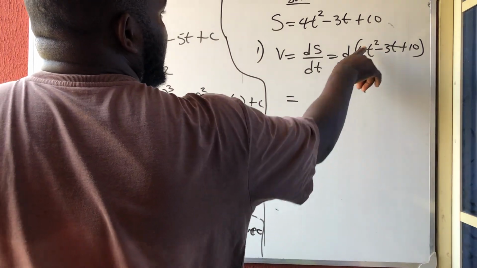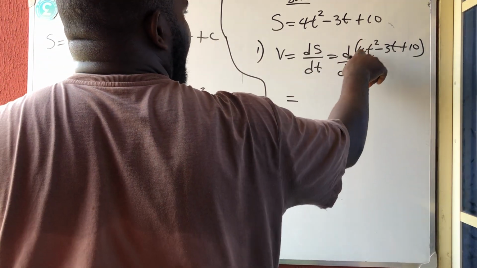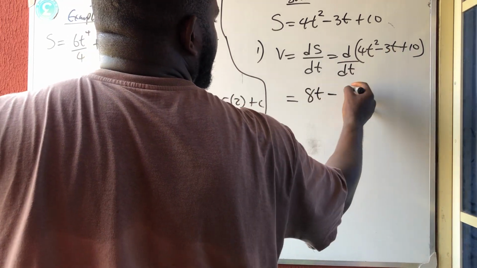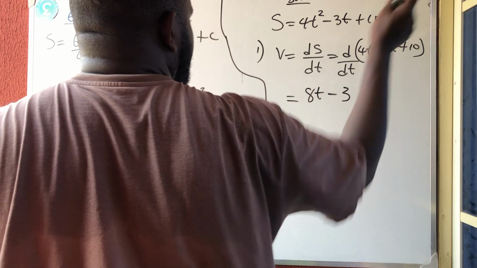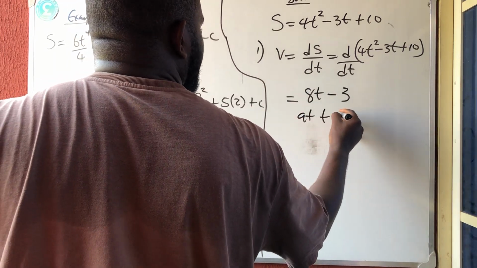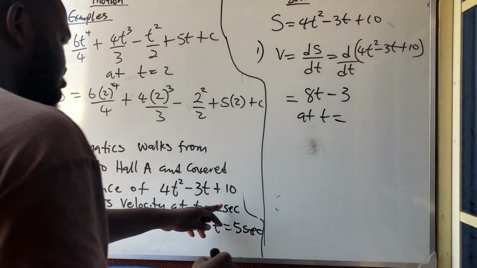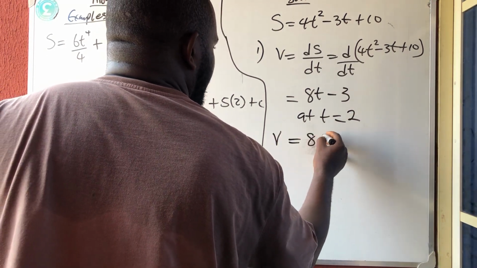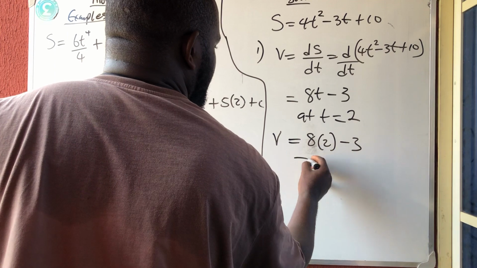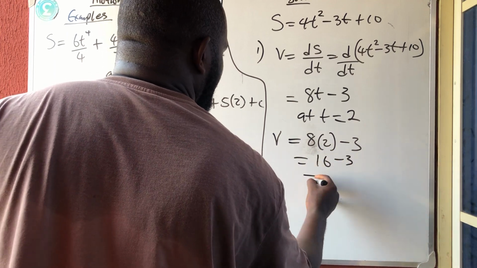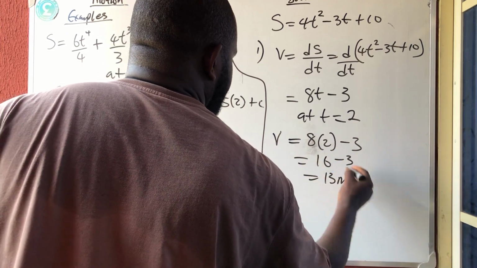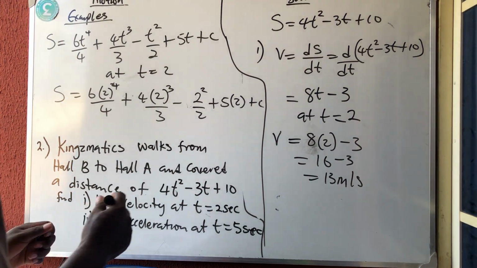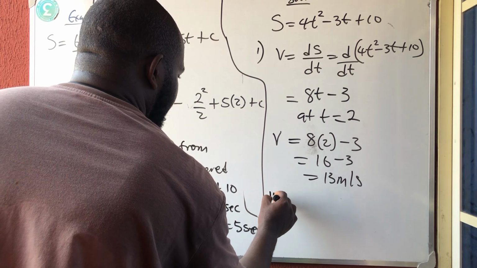Differentiate means multiply by the power and remove 1 from the power. I'm having 8t minus 3, since differentiation of 3t is just 3 and differentiation of a constant is 0. At t equal to 2 seconds, the velocity is equal to 8 bracket 2 minus 3, which is 16 minus 3, which is 13 meter per second.